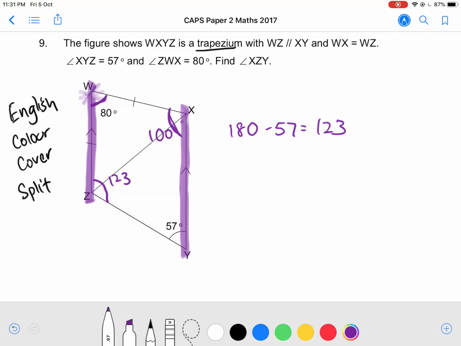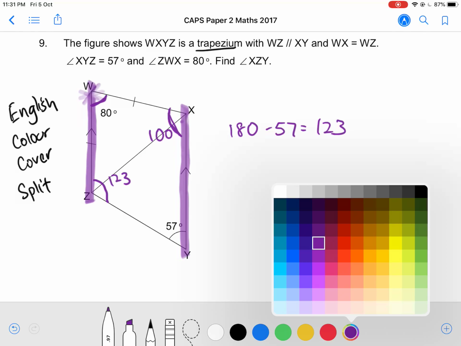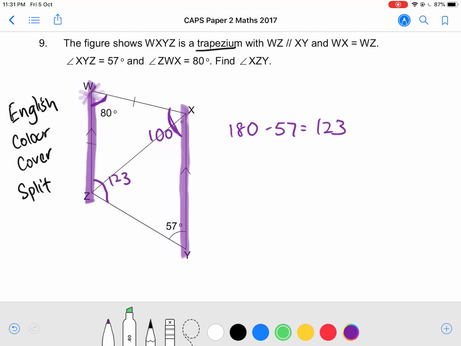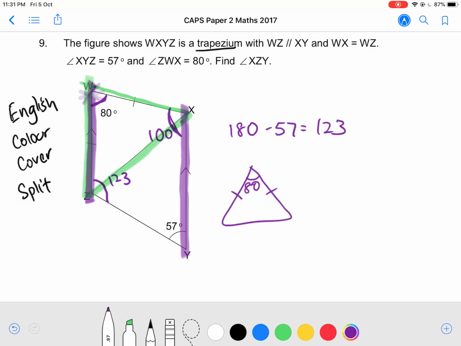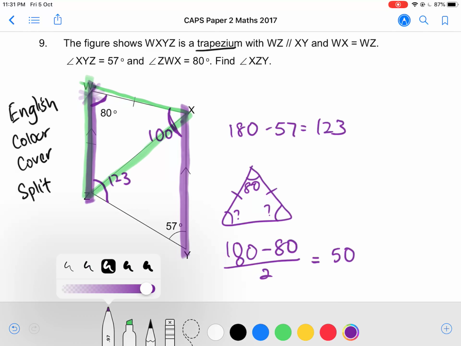I'm going to use different colors now because there is something else that I spotted. I think you would have spotted as well. I spotted an isosceles triangle. So with the isosceles triangle, I have an 80 here. So what does that mean for these two sides? It will be 180 minus 80 divided by 2. And that's going to give me 50.